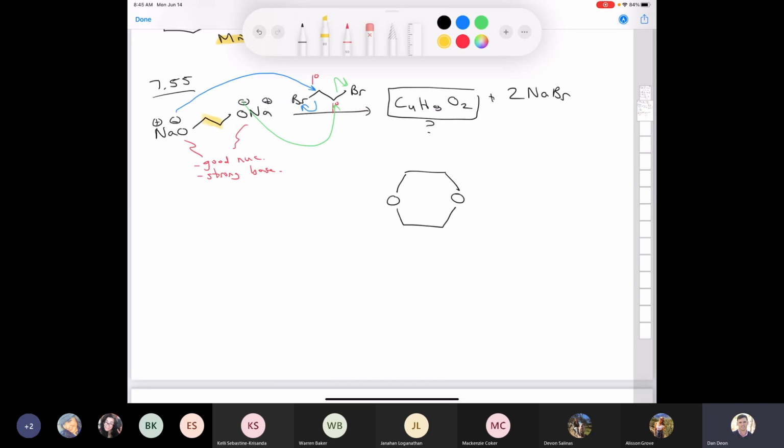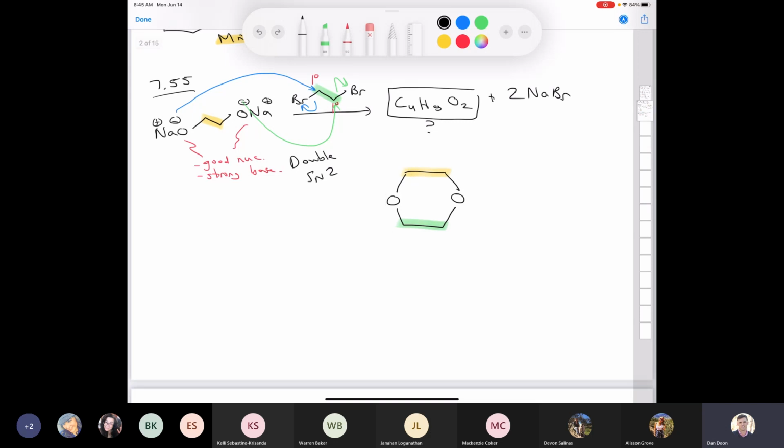So you can think about these 2 carbons as being these 2, and then you can think about these 2 carbons as being these 2, like that. So it's like a double SN2 reaction, and you end up with this cool molecule like that. So you end up making a diether, right? This is an ether here, and this is an ether here.